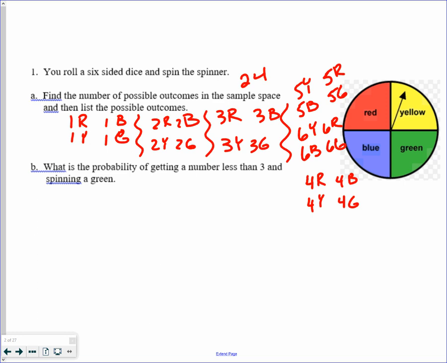So now, what is the probability of getting a number less than 3 and a green? So a green and a number less than 3, 2 out of 24, which is 1/12.